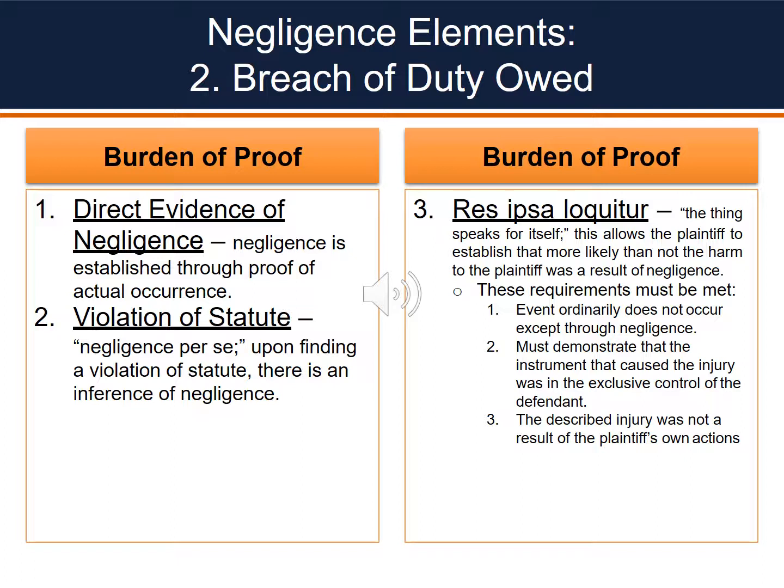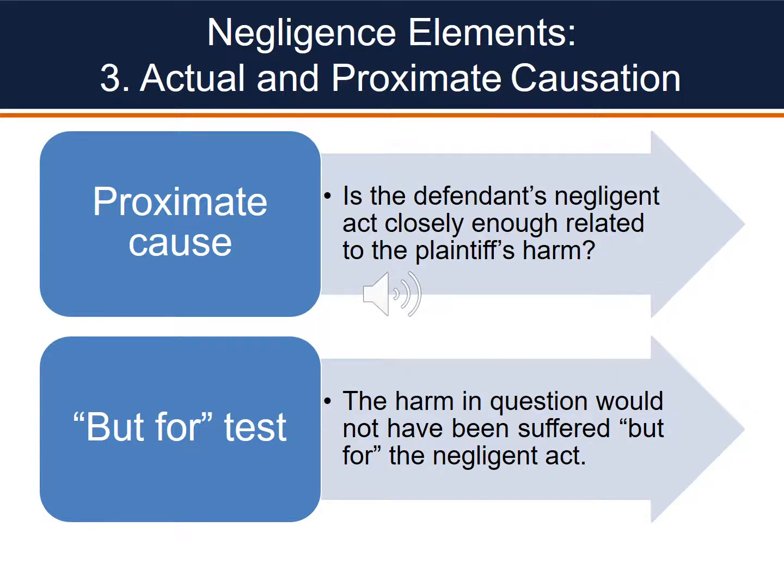Okay, that gets us through our second element of negligence. We've established that in order to show negligence, we must show a duty of care, and second, we must have shown that that breach of duty was owed. We've now made our way to our third component, actual and proximate causation. Recall our first two elements of negligence were duty of care and breach of duty. This is now going to establish what was the cause of the injury.